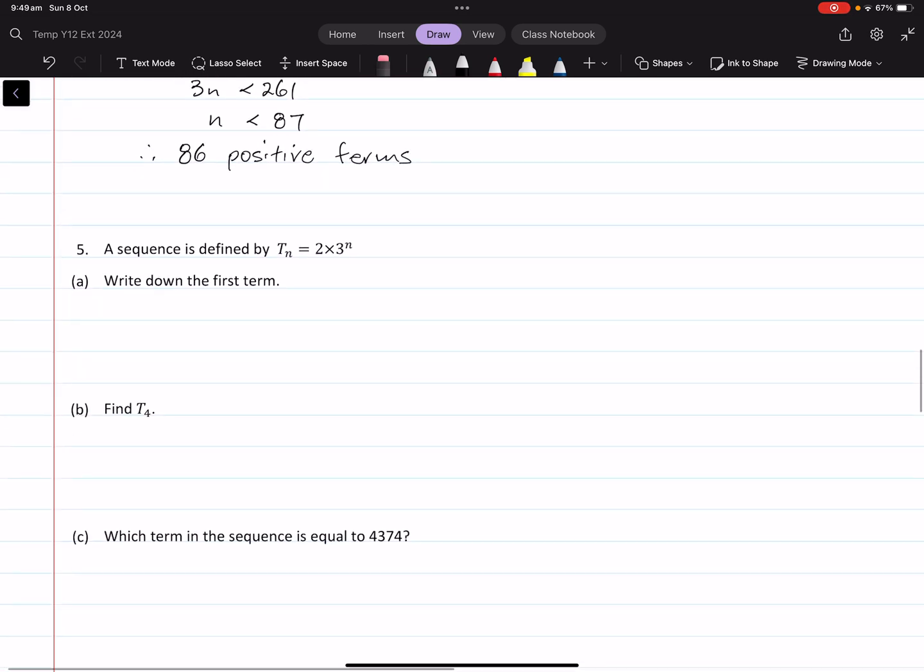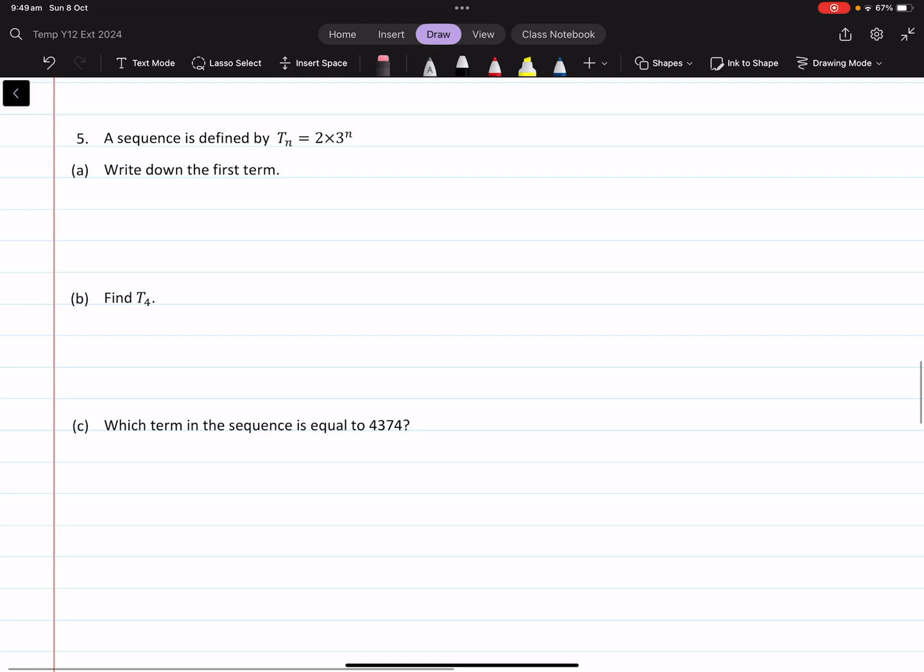Okay, example 5. A sequence is defined by Tn equals 2 times 3 to the power of n. Write down the first term. Okay, so term 1 is equal to 2 times 3 to the power of 1. We simply put that subscript 1 where the n is. So this one comes out to be 6. Term 4 would be equal to 2 times 3 to the power of 4, putting the 4 where that value is. And if you use your calculator there, you should get 162.